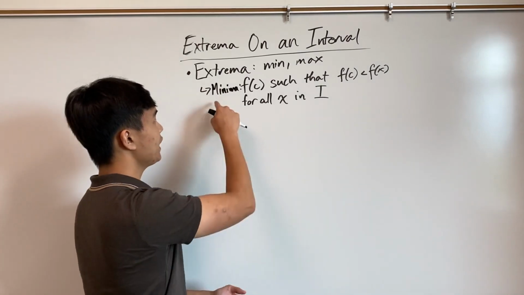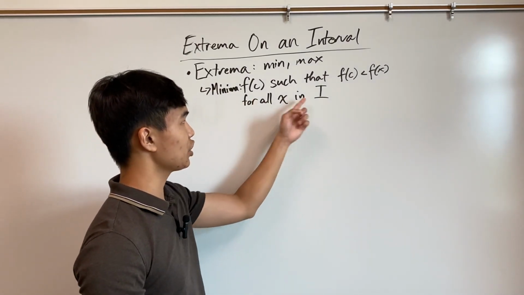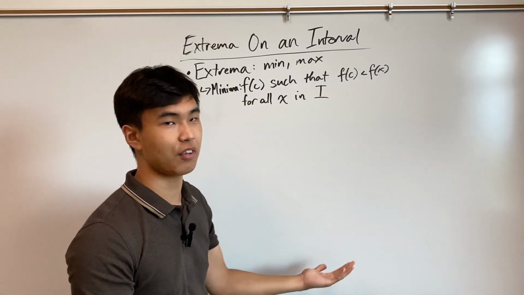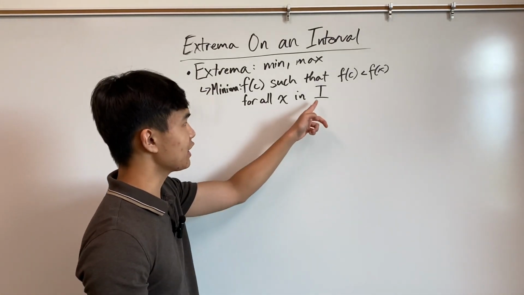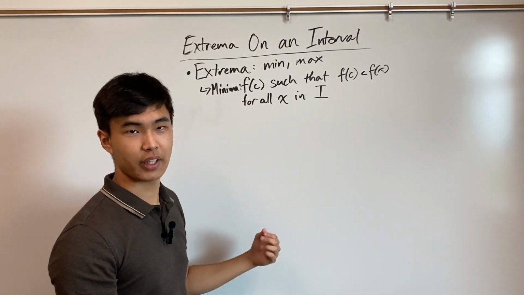So mathematically, minima are defined as function values such that this value is less than all other function values for all x in the interval I. So what this means is, in this interval I, this is the lowest point on the graph.